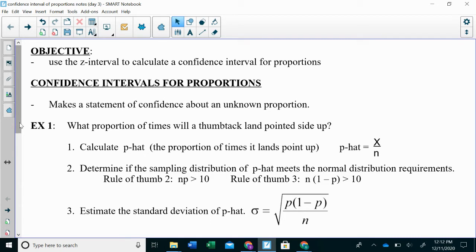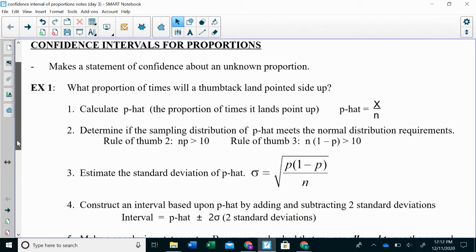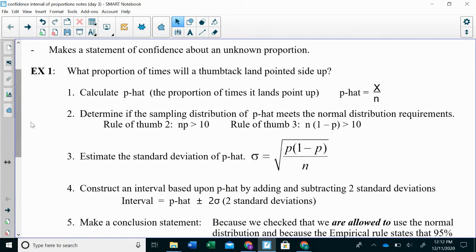So this example number 1 will illustrate the process, and then we'll look at it with some numbers. Example number 1: what proportion of times will a thumbtack land pointed side up? The process is: number 1, calculate the p-hat. As we've learned in video lessons before, the p-hat is calculated by the number of times successful over the total sample size. Then, from a previous video lesson, determine if the sampling distribution of p-hat meets our normal distribution requirements. Rule of thumb number 1, we can assume yes.